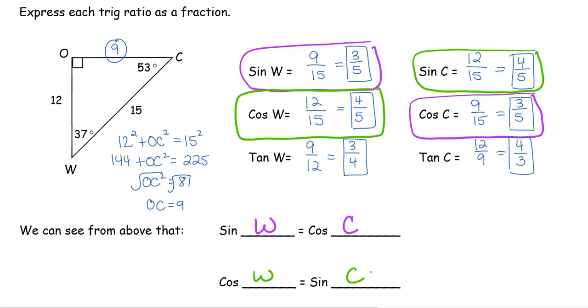So why is that? When I look there, sine of W is opposite over hypotenuse, and the opposite of W is 9. Well, opposite of W is the same side that is adjacent to angle C. That's why sine of W is equal to cosine of C. We're referencing the 9 over the 15. 9 is opposite of W, giving me sine of W. And 9 is adjacent to C, which is why it's cosine of C. So the side opposite W is the side that is adjacent to C. That's why your ratios are going to be the same.